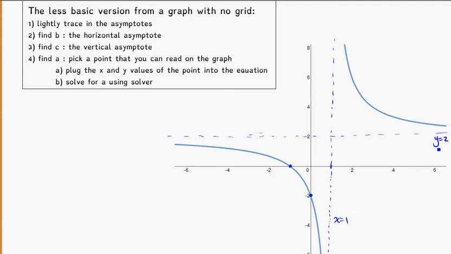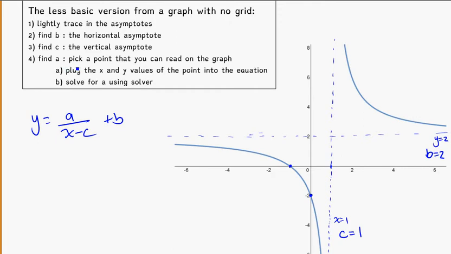So that tells me that my horizontal means b is equal to 2, and my vertical tells me always that the c in the formula is equal to the vertical, so c is equal to 1. Remember, your basic formula is going to be y equals a over x minus c, plus b. So I've got b and c sorted. The next thing is to try to sort a.